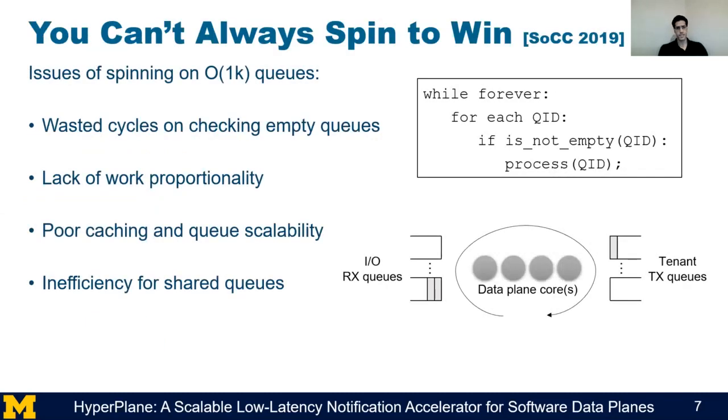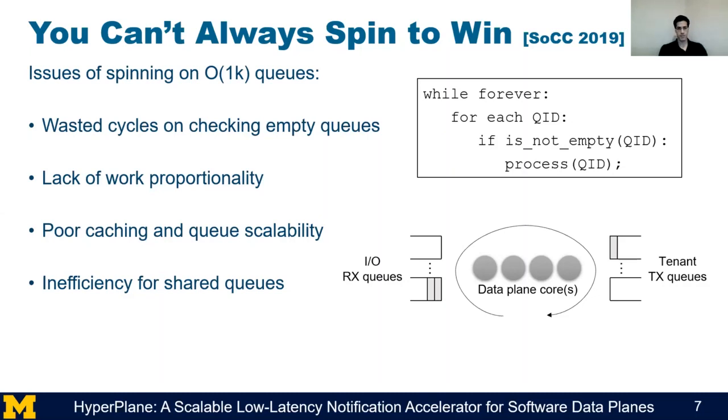Spinning on a large number of queues, as shown in the simplified code snippet here, results in various inefficiencies. The traffic that passes through these queues is often unbalanced, and a large subset of queues are empty at any given point in time. Obviously, CPU cycles are wasted on checking empty queues. This results in lack of work proportionality, meaning that the amount of work that cores perform is not proportional to the work items in the queues.